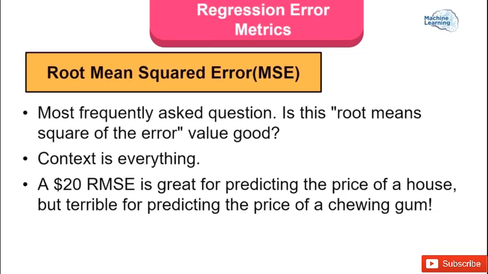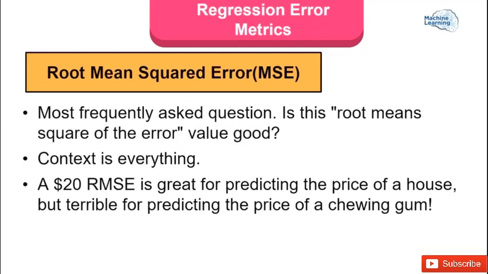Context is everything here. If you're predicting the price of a house, a $20 root mean squared error is small compared to the average price of a house, so that's really good, yeah? However, if your machine learning model needs to estimate the price of a chewing gum, let's say, based on its features, and the root mean squared error is $20, whoa, that could put everything out of whack, right?